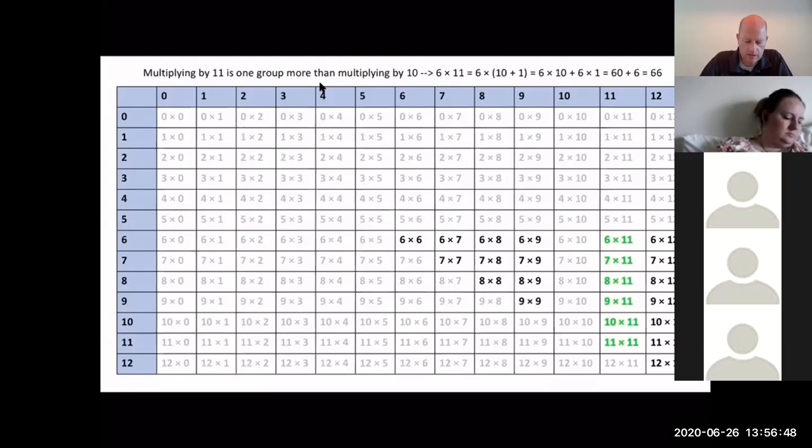Multiplying by 11 is one group more than multiplying by 10. So essentially what I'm doing mathematically, why this would work, is that I'm taking my 11 and splitting it up into 10 and 1. So I can use the distributive property on the front to do 6 times 10, 6 times 1. 6 times 10 is 60, plus the one group of 6 is 66.